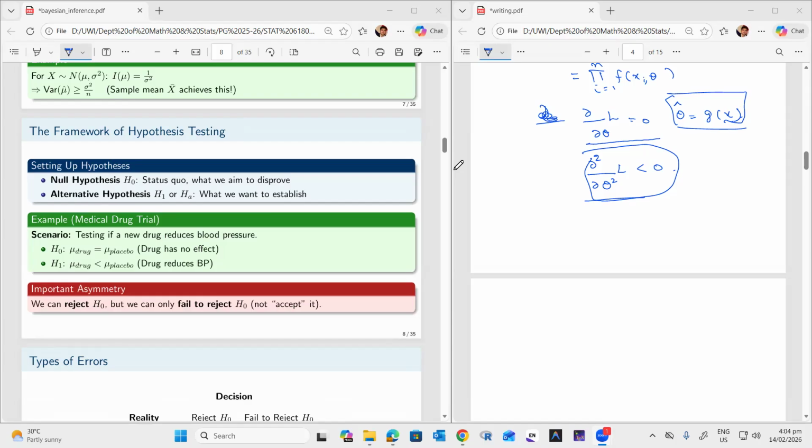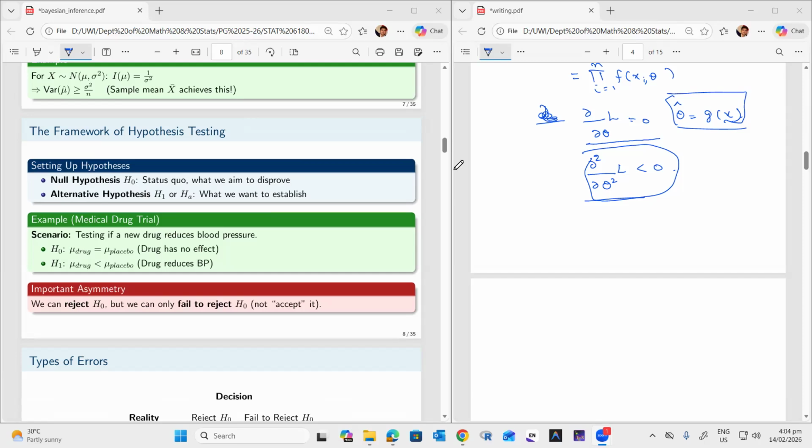So now we will talk about the framework of hypothesis testing. So why do we need hypothesis testing? First of all, as I told you in the estimation procedure, what we usually do is find the estimate of the population parameter theta with respect to the sample size. But that sample estimate will not be the same as the population parameter.